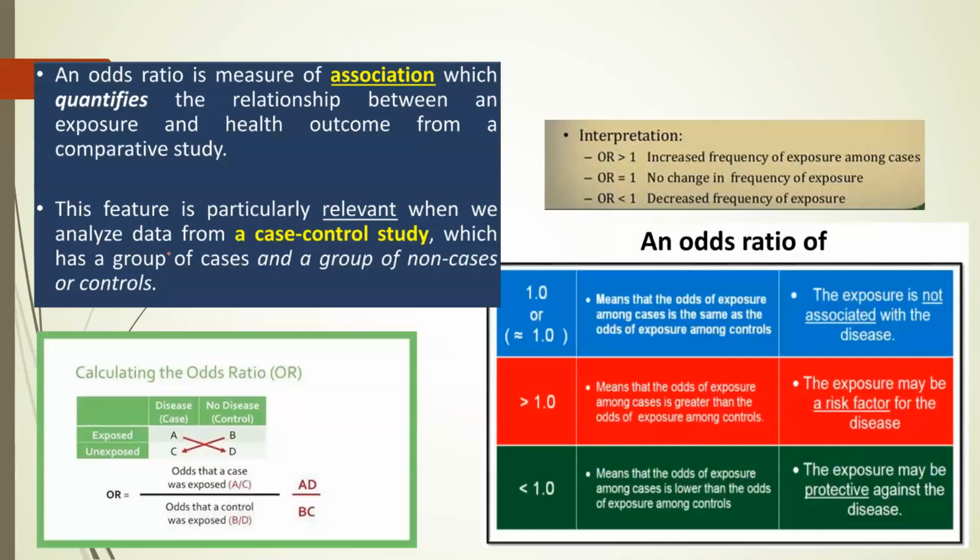Okay. Now, another important thing which they ask you about is calculation of odds ratio and interpretation of odds ratio. So what is odds ratio? Odds ratio is an association which quantifies the relationship between an exposure and health outcome from a comparative study. So basically you're comparing the exposure and the outcome. You're taking the ratio between the two. So where do you calculate odds ratio? You calculate odds ratio in a case control study. It is only calculated in a case control study.